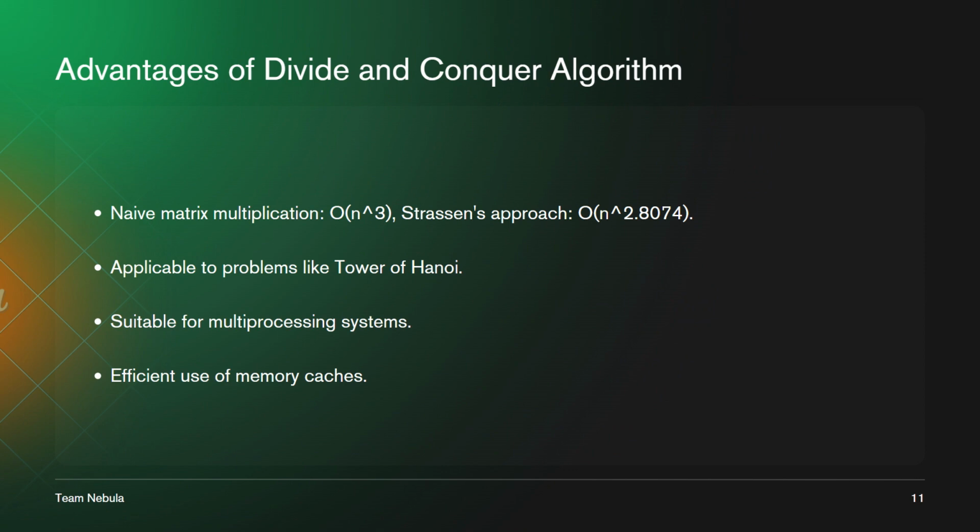Advantages of divide and conquer algorithm. The complexity for the multiplication of two matrices using the naive method is O(n^3), whereas using the divide and conquer approach it is O(n^2.8074). This approach also simplifies other problems, such as the Tower of Hanoi. This approach is suitable for multiprocessing systems. It makes efficient use of memory caches.